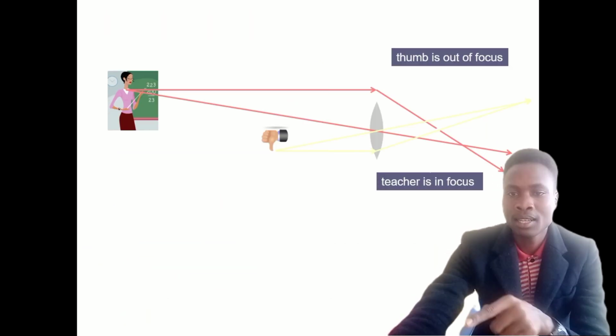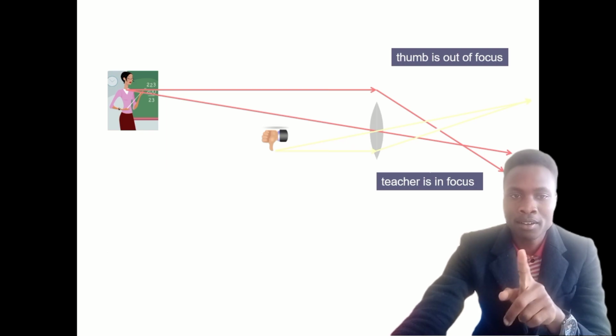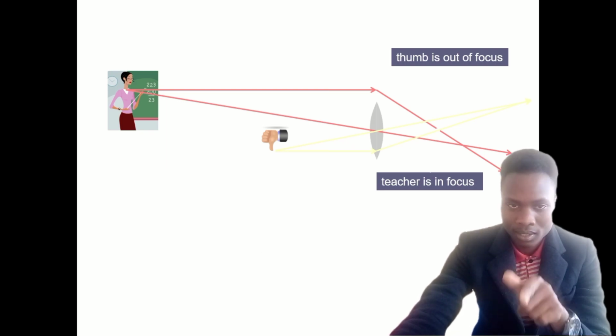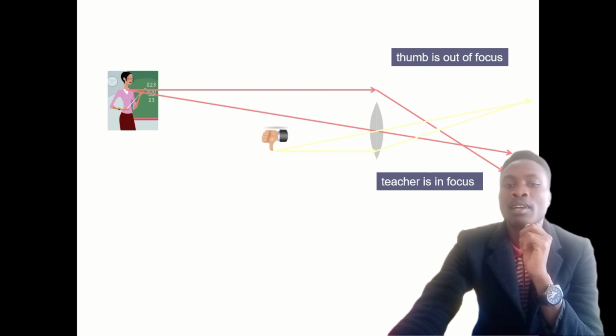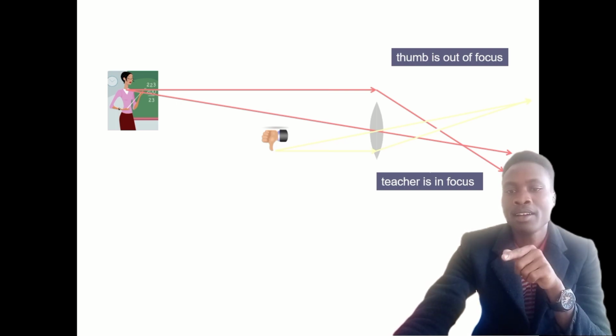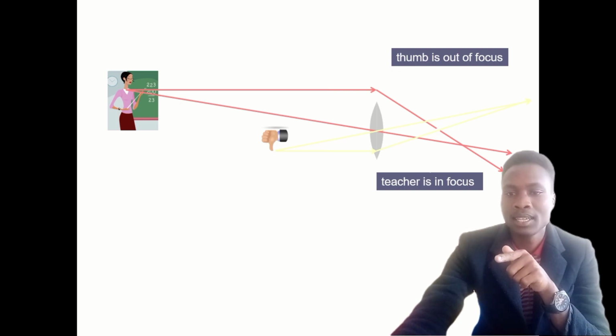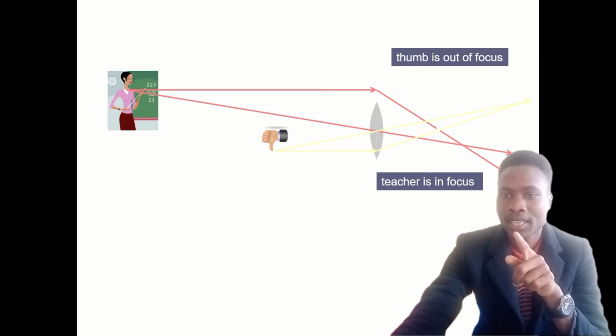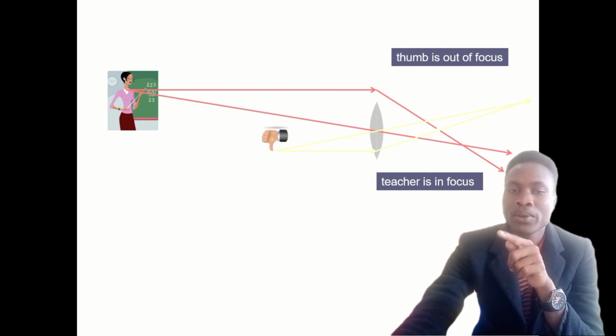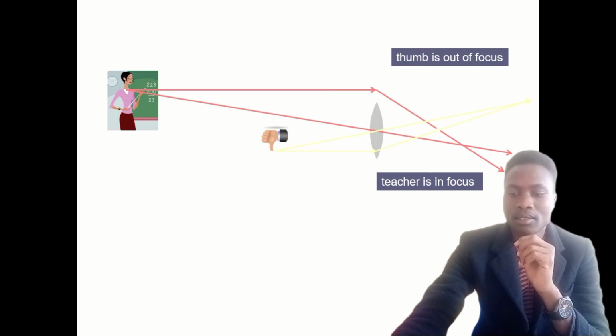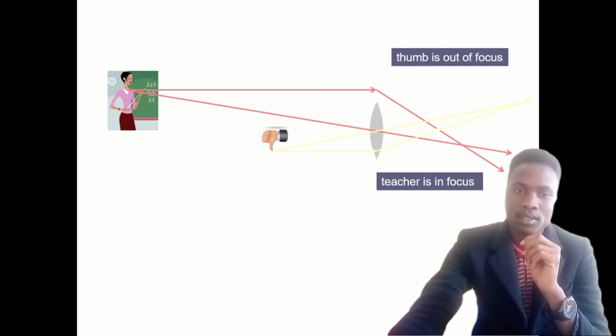As you can see, that is the experiment that I've just described. We have a person, we have a thumb, and when the teacher is in focus, that is the lens at work. When the thumb is in focus, you cannot see both at once. It is impossible for the lens.